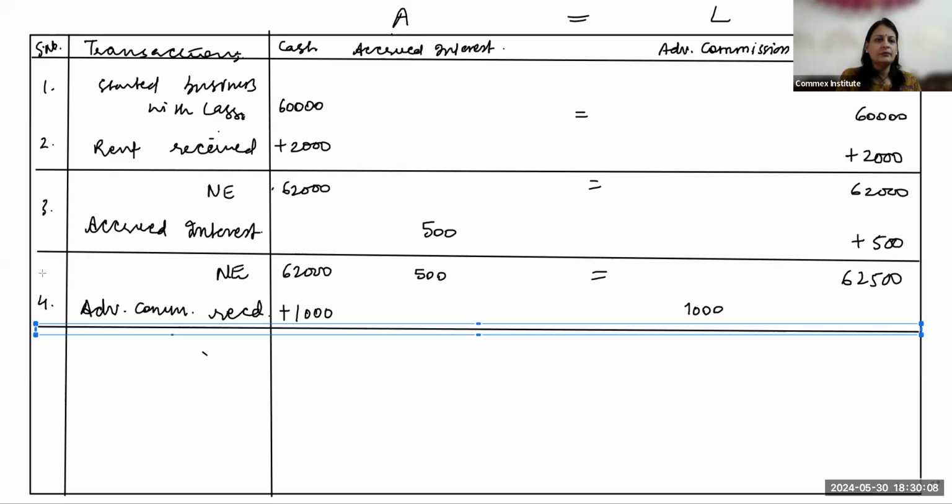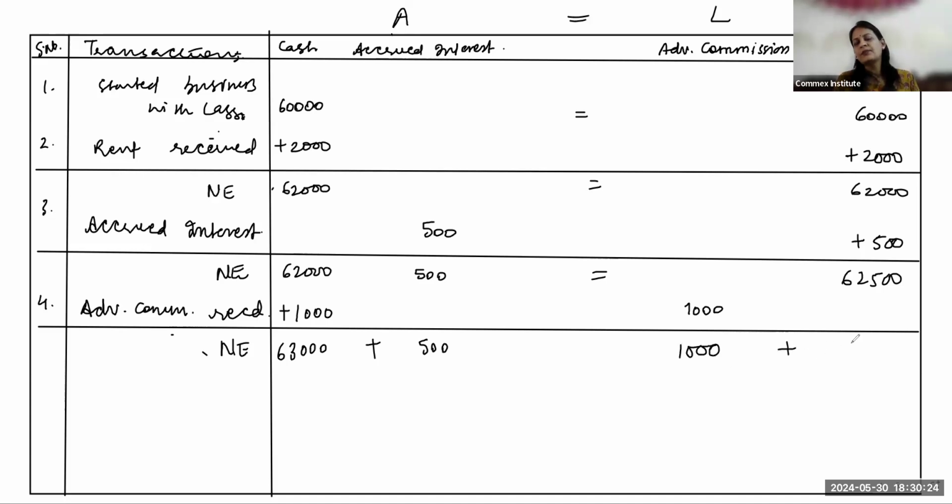New equation. So my cash will now become 63,000. There is no change in the accrued interest. Advance commission, a new liability, is created. No impact on the capital, 62,500. So on both the sides, we've got 63,500. I can put an equal to sign. 63,500 on both the sides.